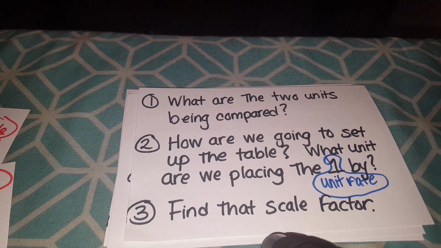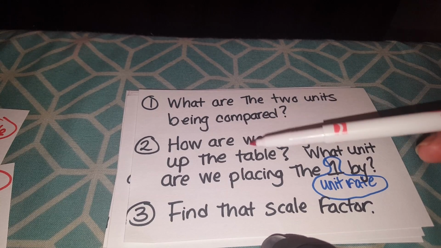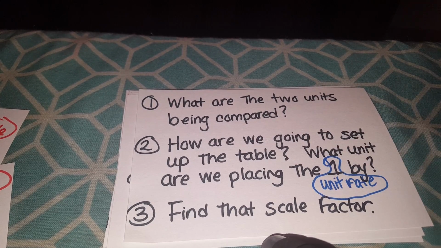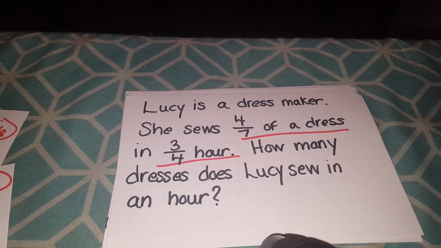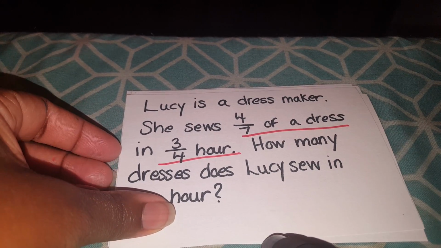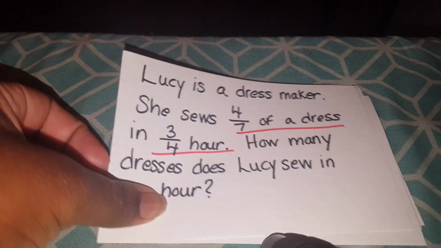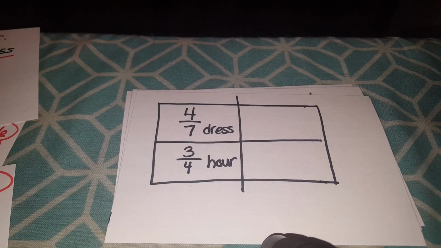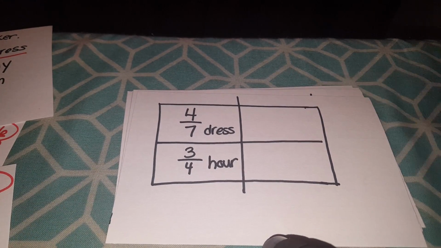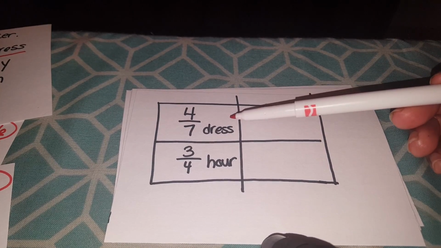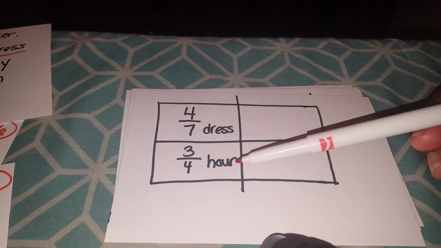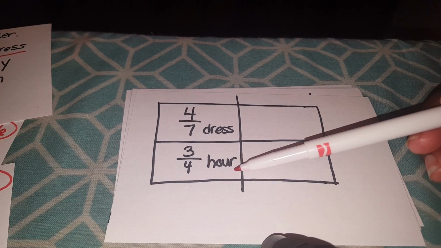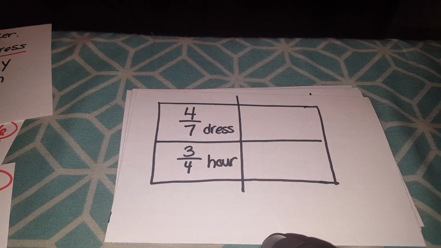How are we going to set this table up? What unit are we placing the 1 by for the unit rate? So pause. Let one of your classmates set that up. If they started to set it up like this, they are absolutely right. So I've got 4/7 of a dress that Lucy's making in 3/4 of an hour. Challenge. Think about how many minutes that is, class. We'll talk about it, but let's keep going.